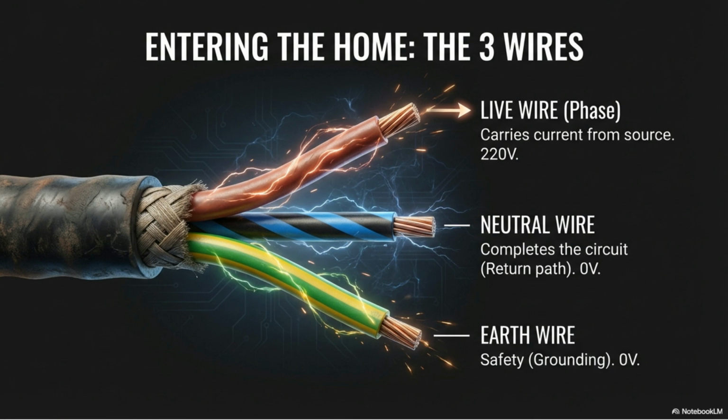When electricity enters the home, 3 wires are used. The live wire carries 220 volts current from the source. The neutral wire completes the circuit at 0 V. The earth wire provides a crucial safety ground at 0 volts.